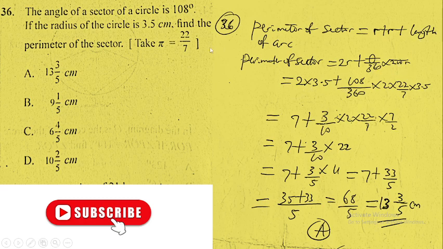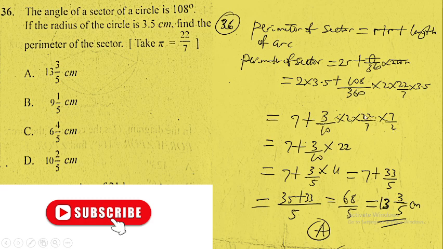So from there, you have been given the radius, you have been given the angle the sector subtends at the center. So that means you have 2 times 3.5, which is the radius, plus theta, which is 108 over 360, times 2 times 22 over 7 times the radius 3.5. Then 2 times 3.5 will give us 7. Then 36 can go into 108, that will give us 3. And 36 into 360 will give us 10. Then 3 over 3.5 is the same as 7 over 2. Then 7 can take care of 7.